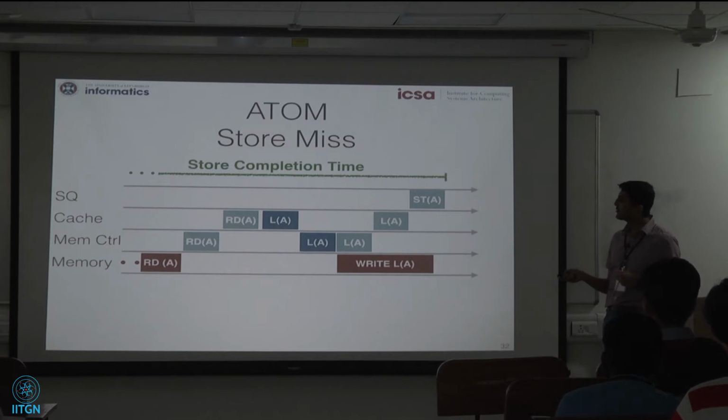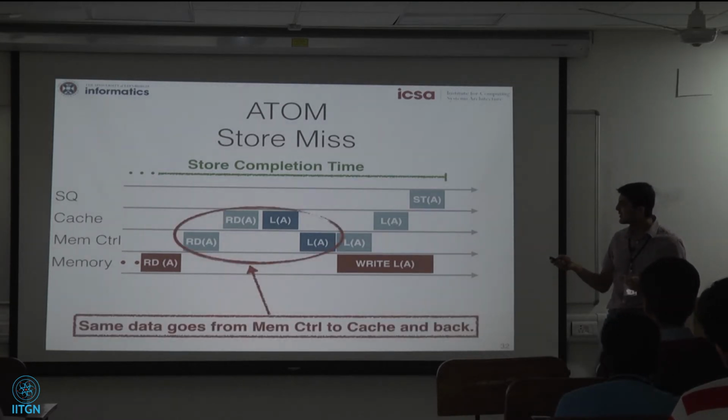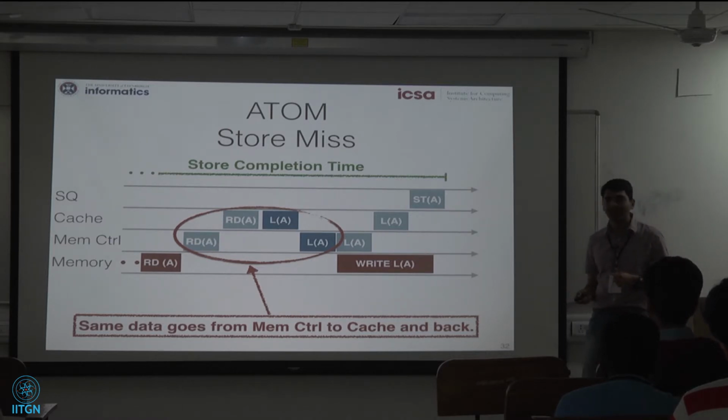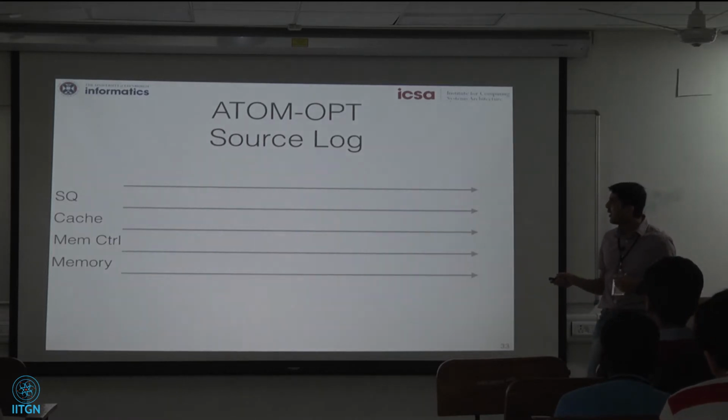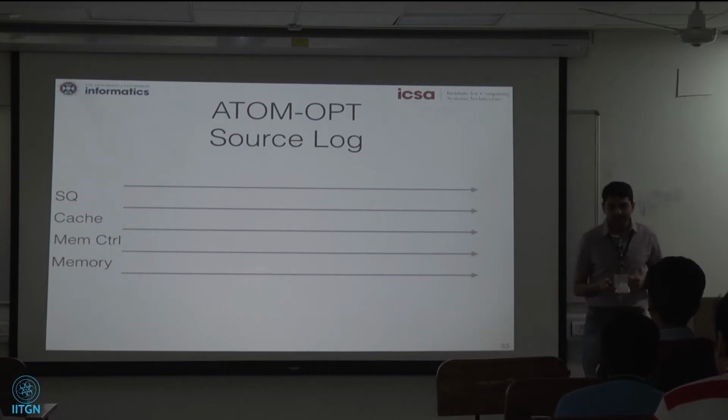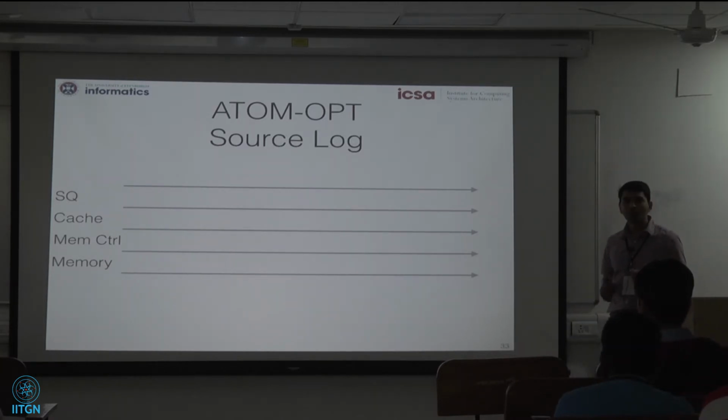Now if you see, store completion time has this unnecessary data movement from the memory controller to the cache and back. What we can do is make the memory controller a little more intelligent to identify stores that can be logged at the memory controller level itself.